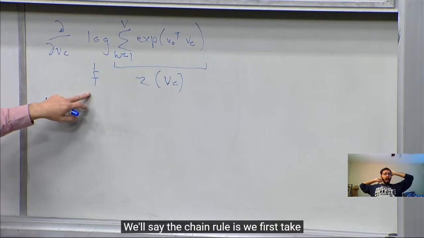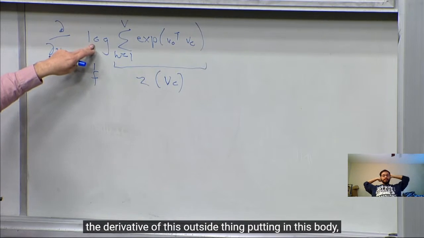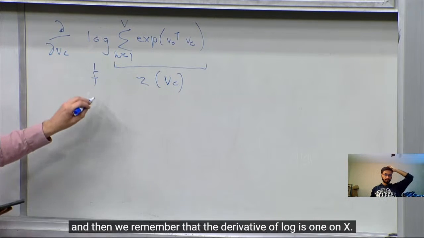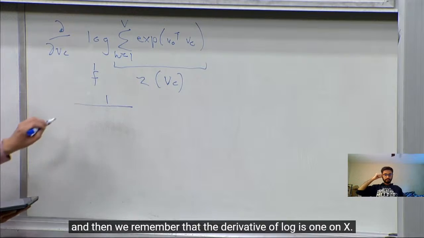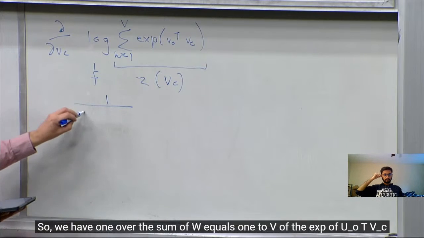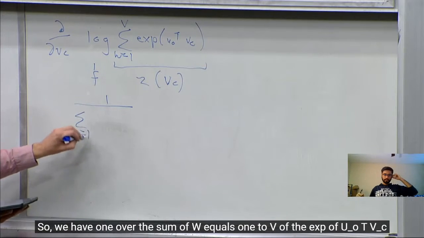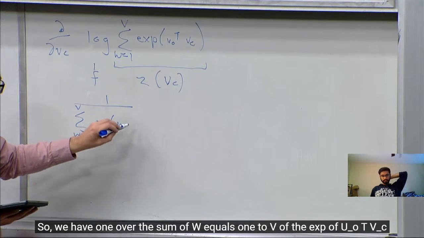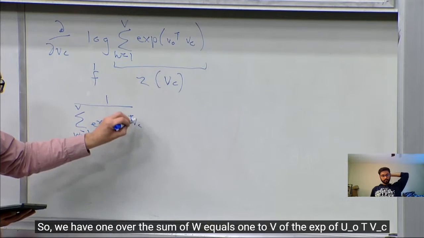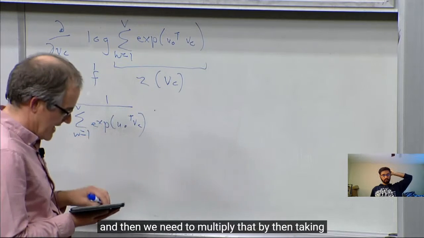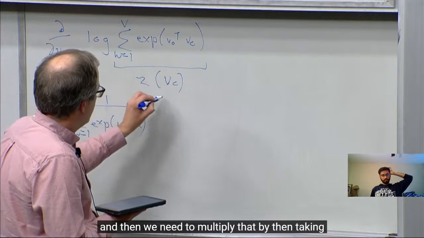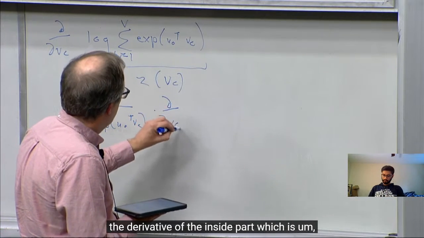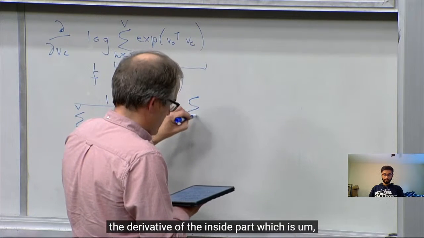So the chain rule is we first take the derivative of this outside thing, putting in this body, and we remember that the derivative of log is 1 on x. So we have 1 over the sum of w equals 1 to v of the exp of uo transpose vc. And then we need to multiply that by taking the derivative of the inside part, which is what we have here.